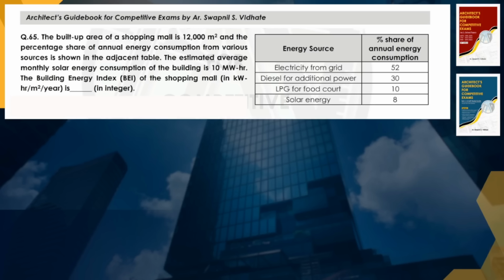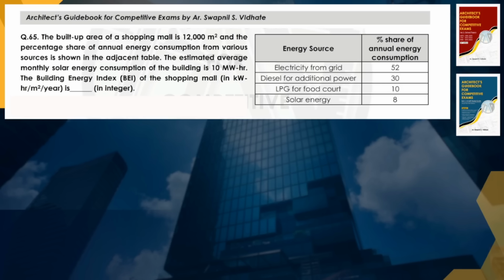Question 65, the second last question of this particular optional section. The built up area of a shopping mall is 12,000 meters square, and the percentage share of annual energy consumption from various sources is shown in the adjacent table. The estimated average monthly solar energy consumption of the building is 10 megawatt hour. The building energy index BEI of the shopping mall in kilowatt hour per meter square per year is how much, in integer.